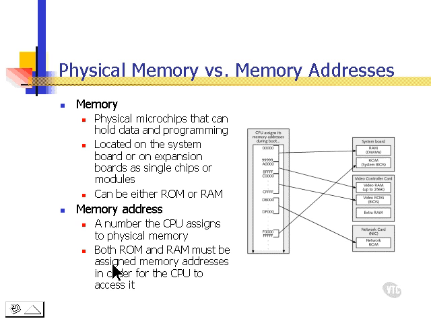Physical memory is stored on a chip. The physical memory is actually stored in the memory chip itself. The memory address is a number that the CPU assigns to the physical memory, and both ROM and RAM are assigned memory addresses in order for the CPU to be able to access them. So next we'll take a look at how each of the operating systems manages memory.